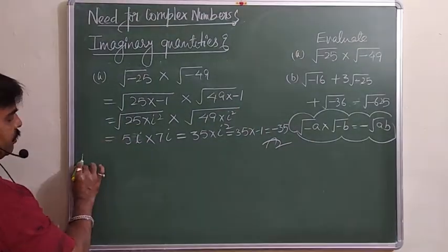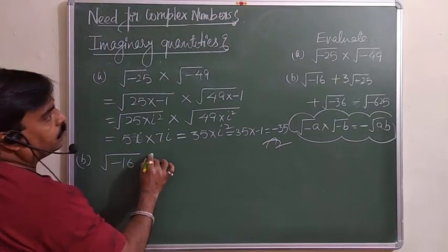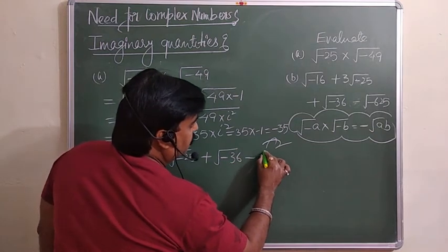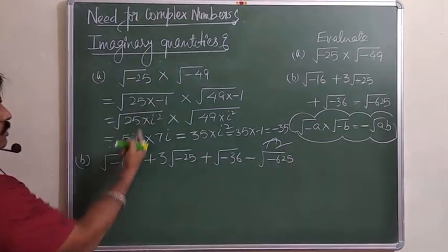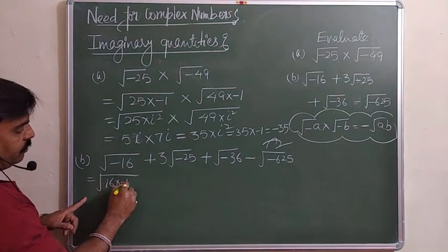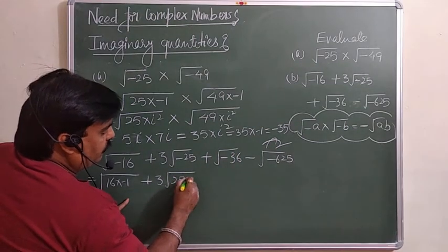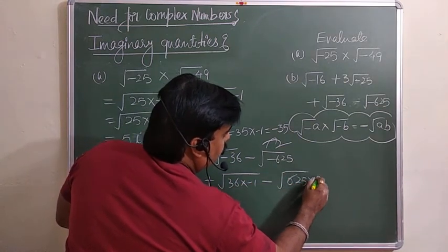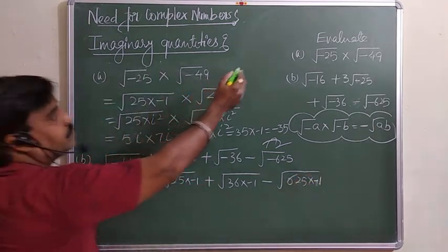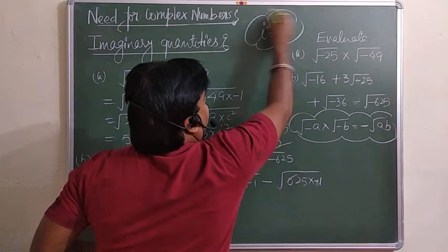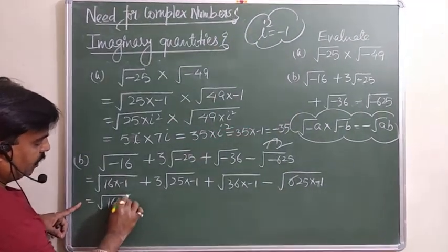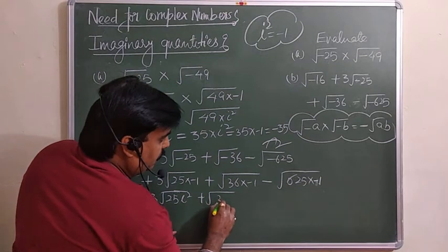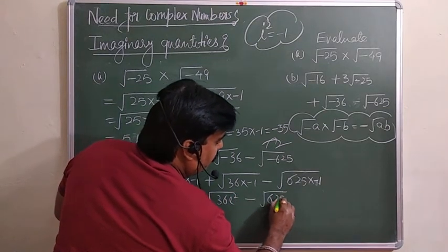Now this is the B part: √-16 + 3√-25 + √-36 - √-625. Inside the radical sign the values are negative. Same procedure. This can be written as √(16 × -1) + 3√(25 × -1) + √(36 × -1) - √(625 × -1). And -1 means i² is equal to -1, that is already known, that is iota. So this is equal to √(16i²) + 3√(25i²) + √(36i²) - √(625i²).